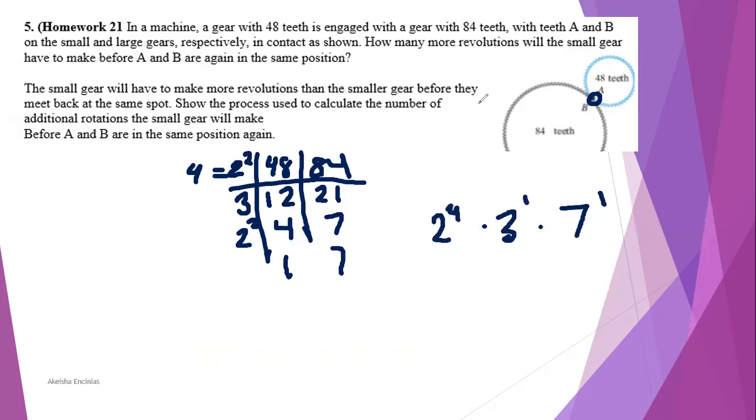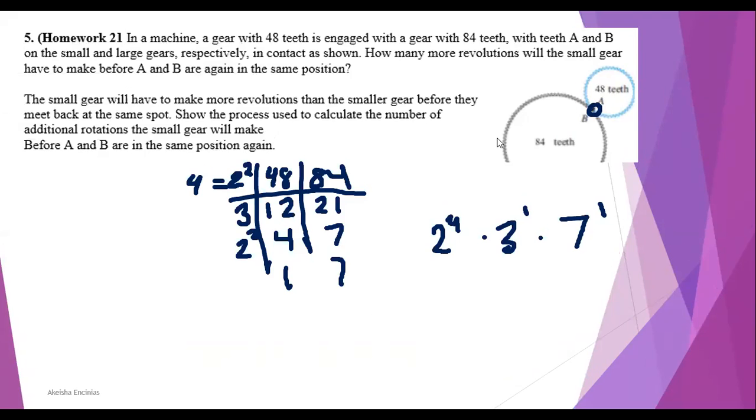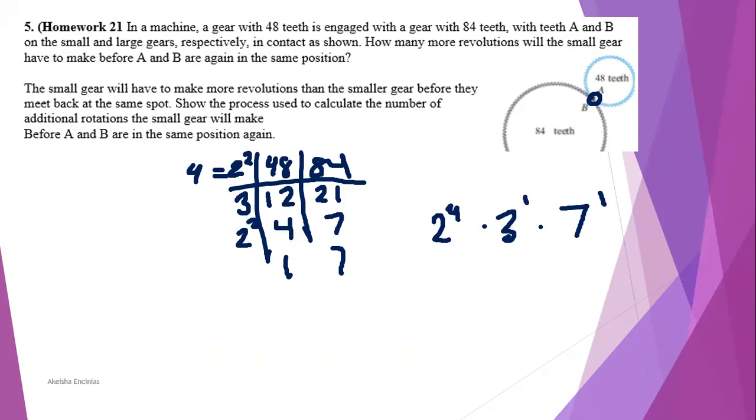And you could have also just brought out your handy dandy calculator to see if 84 was divisible by 48. But if you know 2 to the 4th power is going to be 16 times 3 times 7, which is 336. So that's going to be the least number that they both go into with A and B meeting at the same place. So now we're going to divide. Let me write that down so we don't forget. 336.